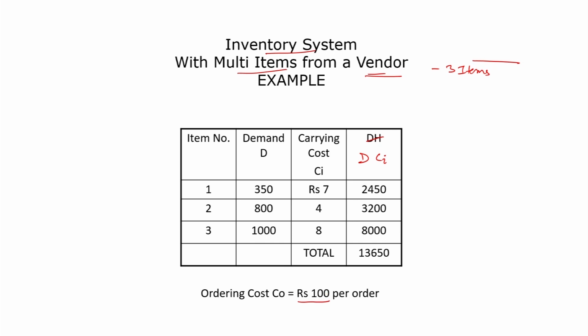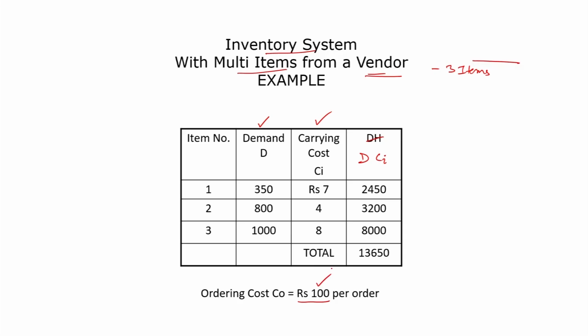Okay. The cost of ordering is rupees 4 per order. So, this column we will use later on. At present we are not using this particular last column. Let us focus on this, this and this.